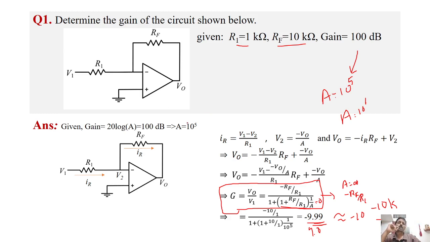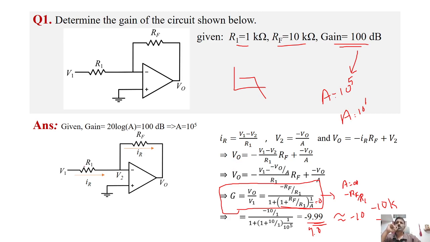If we are designing a circuit where the gain must be approximately equal to the ideal gain, we have to select op amps having an open loop gain that is very high, like 100 or 1000 dB if possible. So we'll get approximately the ideal gain that we have designed.